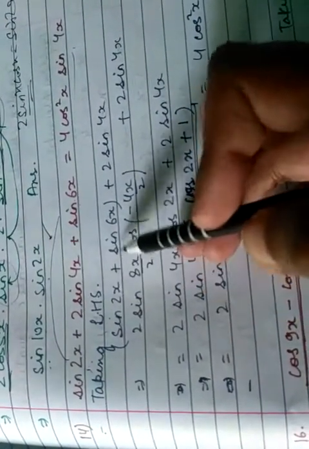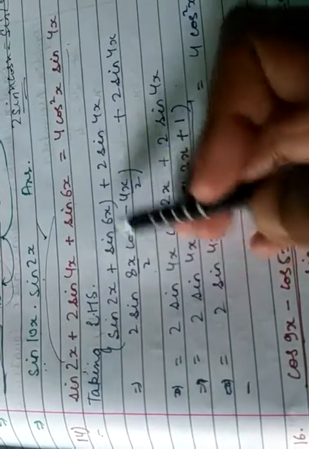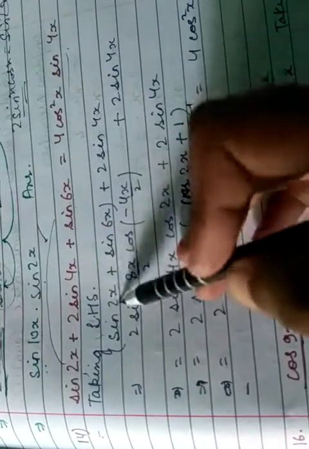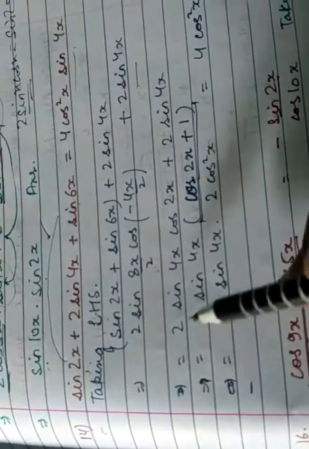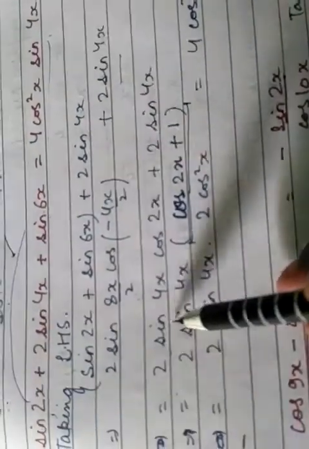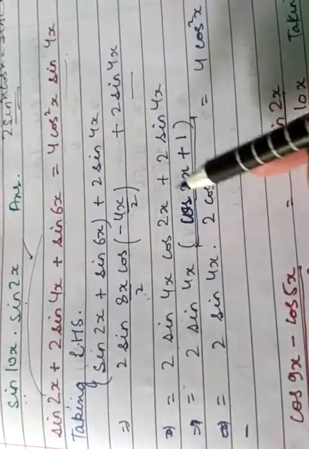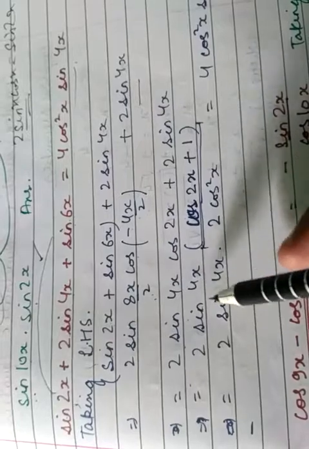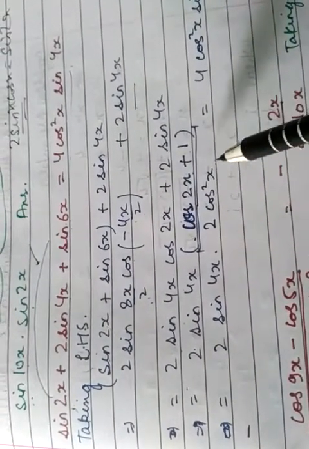So now sine 2x plus sine 6x will be solved as 2 sine of (6 plus 2)x by 2, that is 8x by 2, and cos of (2x minus 6x) by 2, that is minus 4x by 2, plus the other term, which is going to be equal to 2 sine 4x cos 2x plus 2 sine 4x. From here we can take sine 4x common, and 2 also. Then in the bracket we will have cos 2x plus 1.